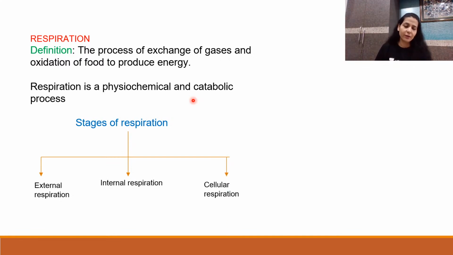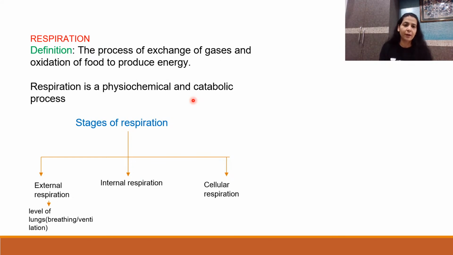All right. So all the three stages are right in front of you. They are external respiration, internal respiration, and cellular respiration. External respiration is the one that occurs at the level of lungs if we talk about human beings or the mammals or the birds or reptiles for that matter.